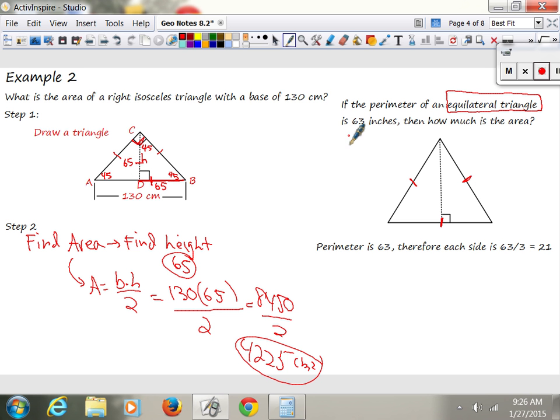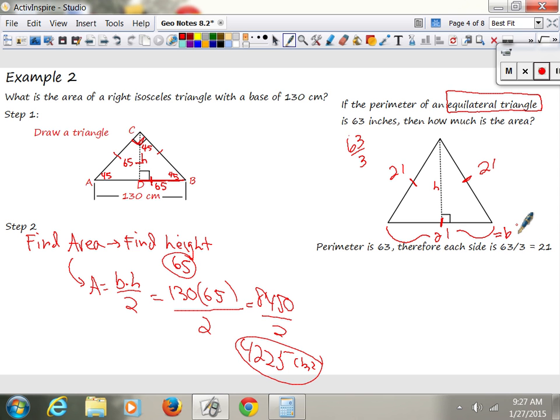So if I took 63 and divided it by 3, that would tell me the length of each side. What is 63 divided by 3? You get 21. So these all have to be 21s. Does 21 plus 21 plus 21 add up to 63? Yes, so that has to be your side. Now we need to find, so that's our base. We just now found our base. Okay, that's our B. We need the H.